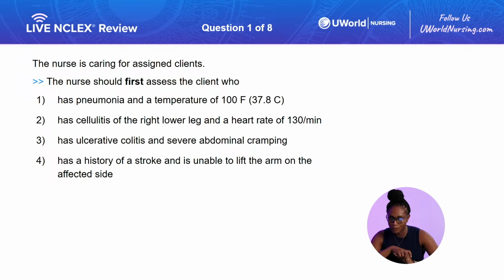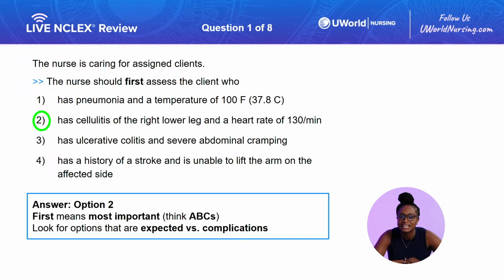Good stuff. Well, I think y'all got this one. I feel like I always start you off on a good foot, which is good because it's pretty unanimous in the chat. It is option 2, has cellulitis of the right lower leg and a heart rate of 130 beats per minute. The reason we're assessing this client first is because this client is trending towards sepsis. There are two identifiers for the sepsis protocol: the identified infection, which would be the cellulitis, and the heart rate of 130 beats per minute, which we know is tachycardic and not in our normal range.